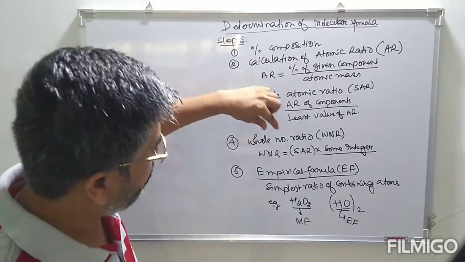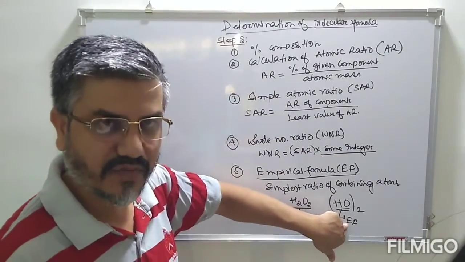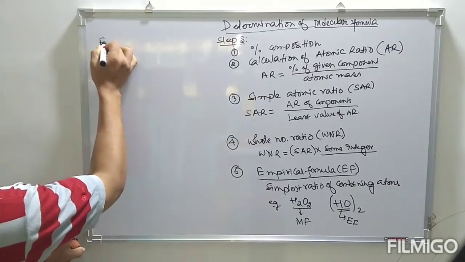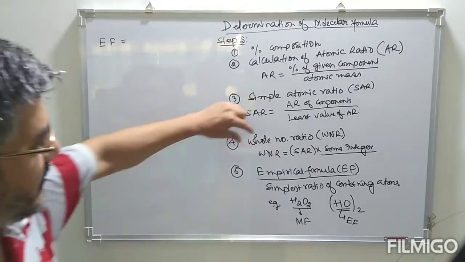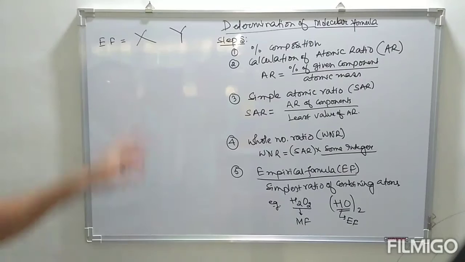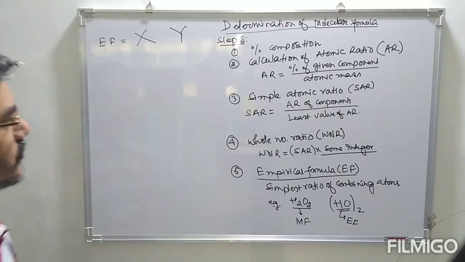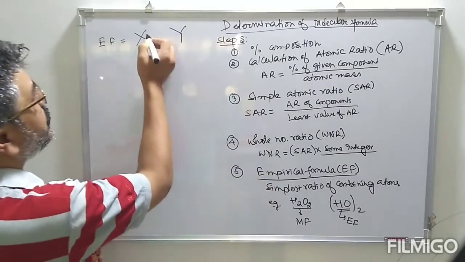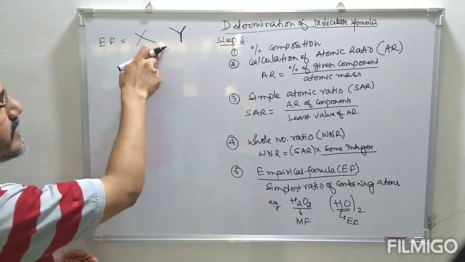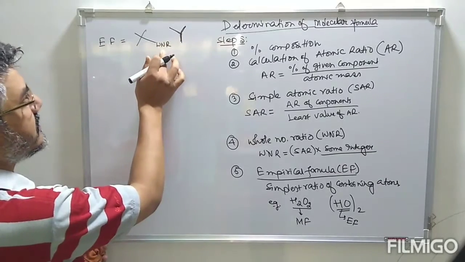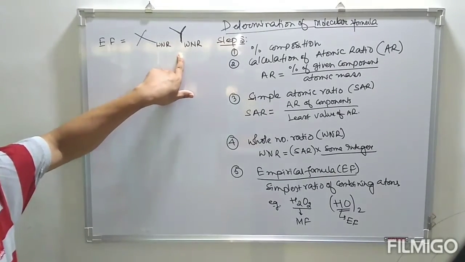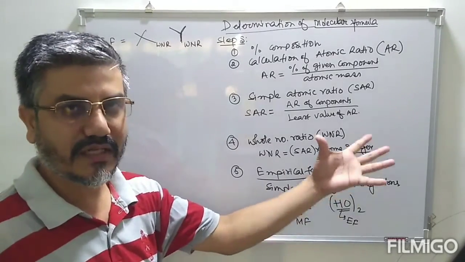So from this whole number ratio, we have to derive the empirical formula, and from this empirical formula we have to derive the molecular formula. We have derived this whole number ratio. Suppose this compound contains some X and Y. So we have to derive the ratio of X and Y. We write the combining atoms side by side and place the whole number ratio as a lower right-hand subscript. So we write the whole number ratio of X, and the whole number ratio of Y. This gives you the simplest combining ratio of atoms, which is defined as the empirical formula.